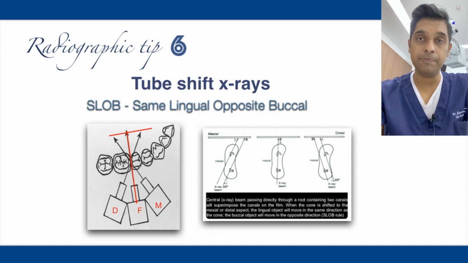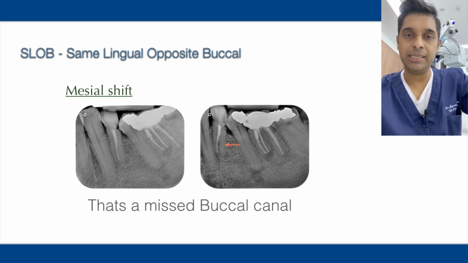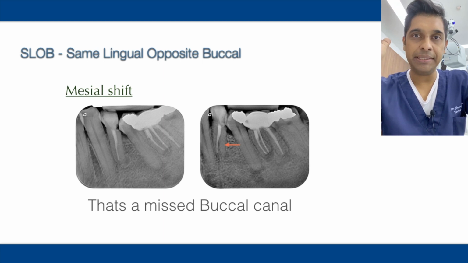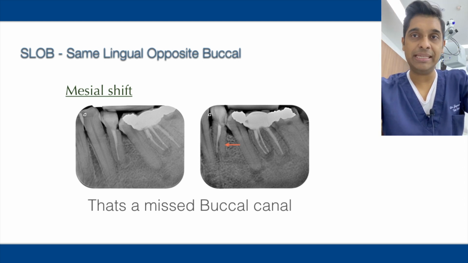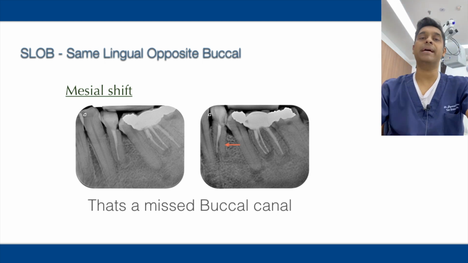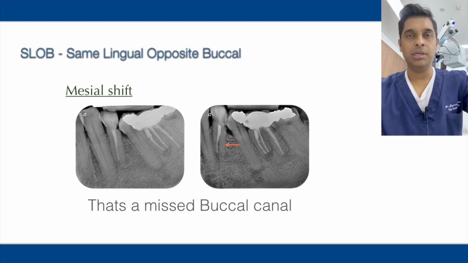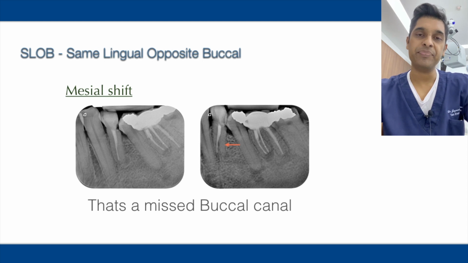Let's not go too much into it. Okay, why do we need to do this? Because you want to identify, for example, if in a case like this, the patient has a failed root canal and you suspect a missed canal, and then you want to know which canal is missed. I do a mesial cone shift, and then clearly I can see that the buccal canal is the one that is missed, and I know I can go in and retreat this tooth. So the SLOB technique is very useful in these kinds of situations.